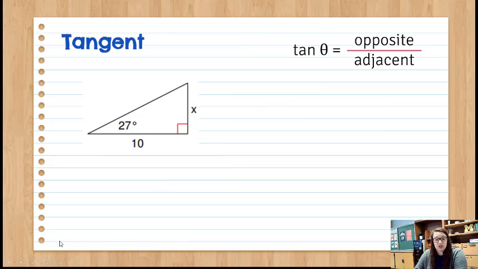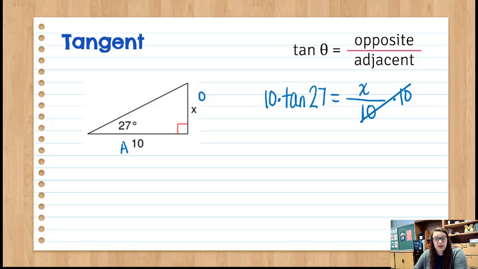Here's an example of tangent to get us going. So I've got this triangle, and I want to label my sides first. Across from my reference angle, 27, is my opposite side, and next to it is adjacent. So if I trade these numbers out, instead of theta, I'm going to use 27. Instead of opposite, I'm going to use x, and instead of adjacent, I'm going to use 10. At this point, I can solve for x by multiplying both sides by 10. These will cancel on the right, and then we can type it in our calculator to see what we get on the left.